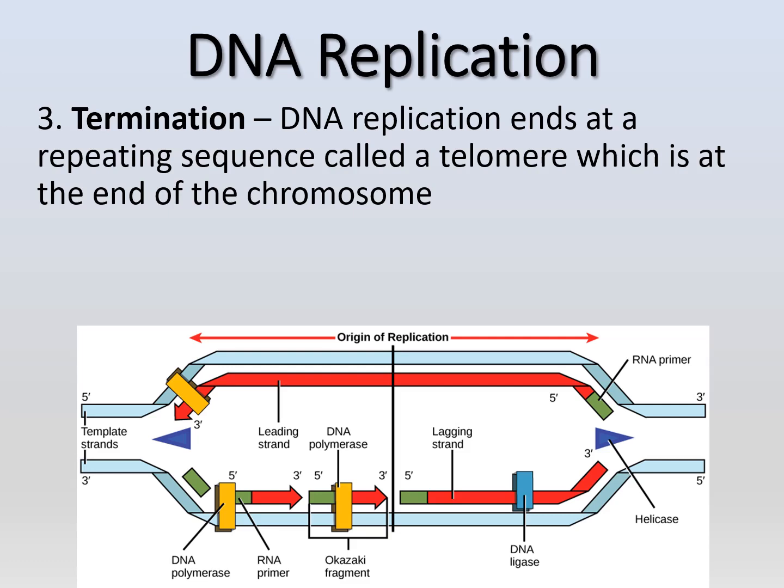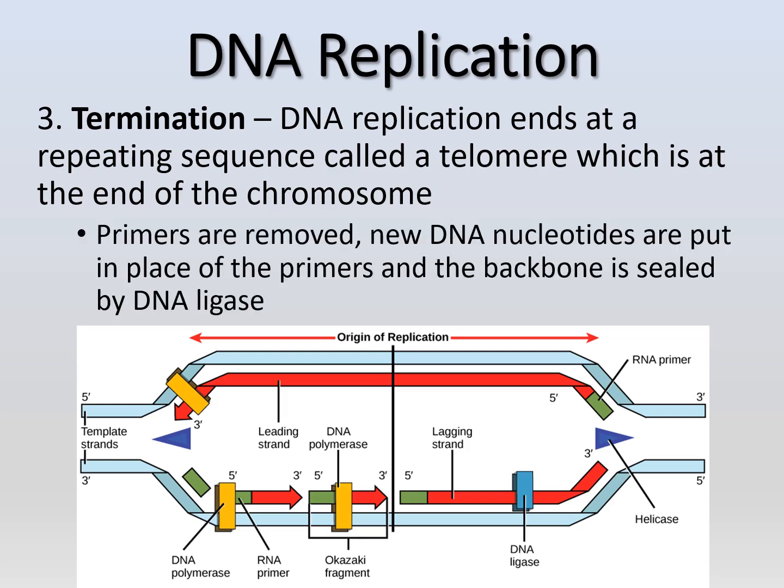Okay. So once we have elongated the DNA as long as we need it to be, we have what's called termination. Eventually that DNA polymerase is going to come to a repeating sequence of DNA. This repeating sequence is called a telomere, and essentially it's the end of the chromosome. So it's saying, okay, you've finally reached the end, you're done, you can stop. Once it recognizes this repeating sequence, then the DNA replication has stopped.